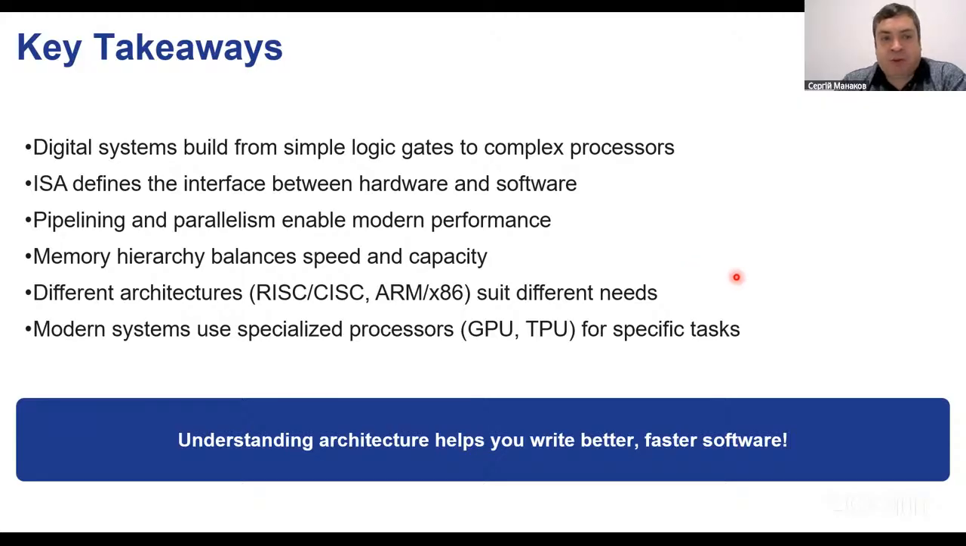Different architectures, CISC or ARM, x86, suit different needs. And modern systems use specialized processors like GPU and TPU for specific tasks. So understanding computer architecture can help you to write better and faster code.